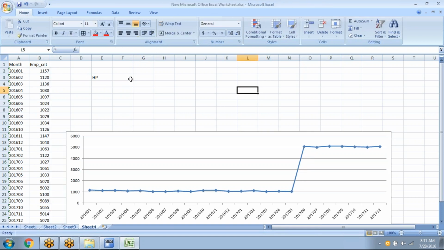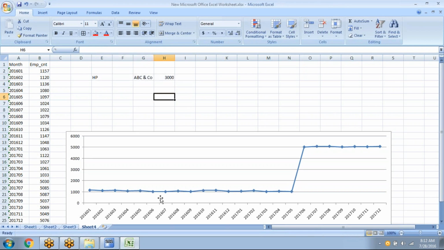Let's say HP has acquired a new company called some other company, let's say ABC and Co. Because of that, already in this company there are, let's say for example, 3,000 employees. So now these guys will be under HP, right? So there is a spike in the trend. So how will you come to know that?